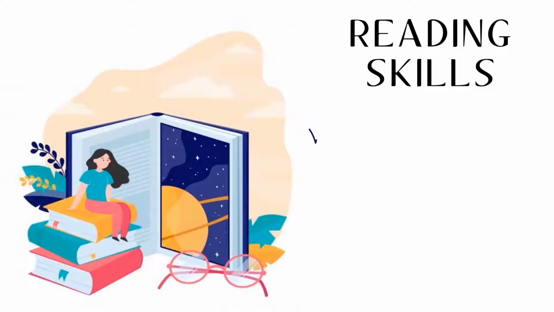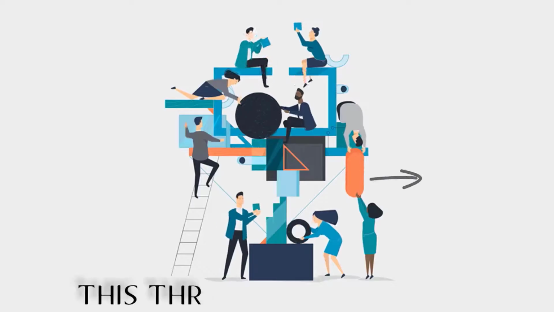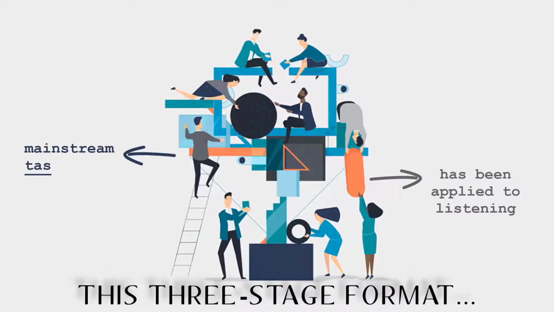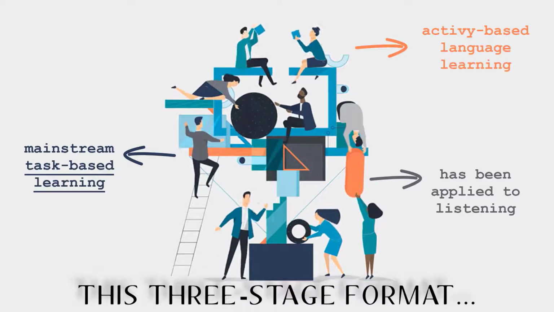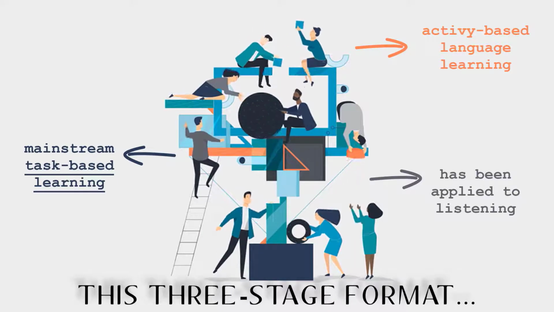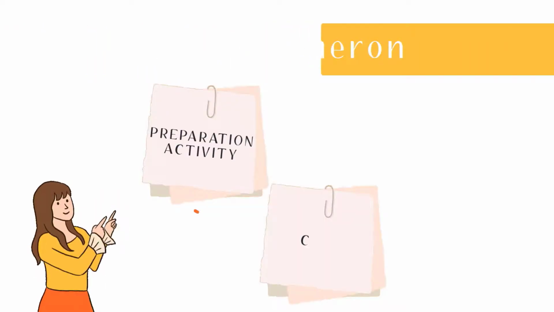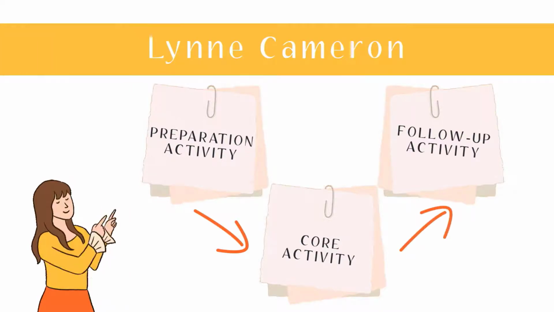In terms of teaching reading skills, reading activities have been planned in 3 stages over the years: pre-reading, reading, and post-reading. This 3-stage format has been applied to listening and has become the mainstream task-based learning and activity-based language learning in elementary school classrooms. Hill Cameron has adapted and renamed these stages to preparation, core activity, and follow-up.